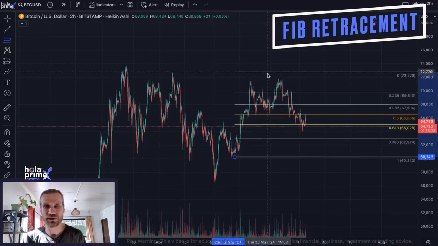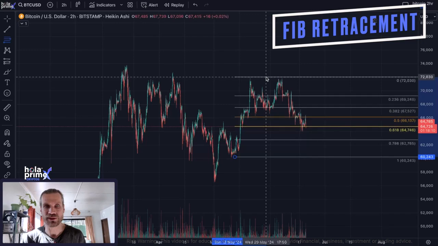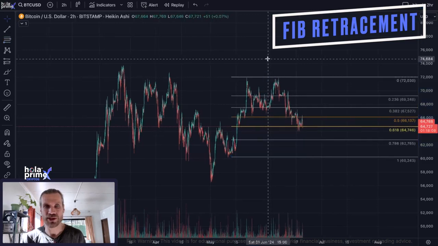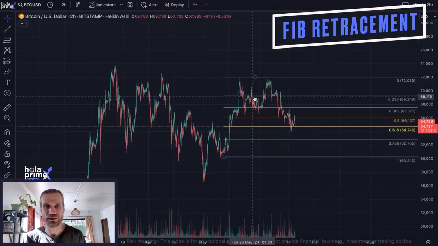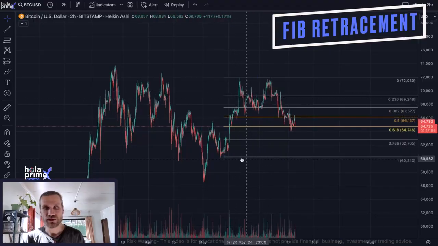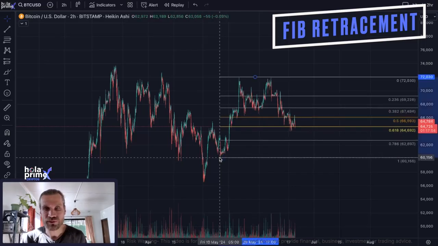Get it all lined up. See, you just make sure everything lines up nicely. And there we go. As you can see, the price action is reacting to these levels quite consistently. See here, the 0.236 is acting as resistance and support, likewise with the 0.5 level. So let's just check that's all good and lined up. Yeah, that's really nice. Okay, great.